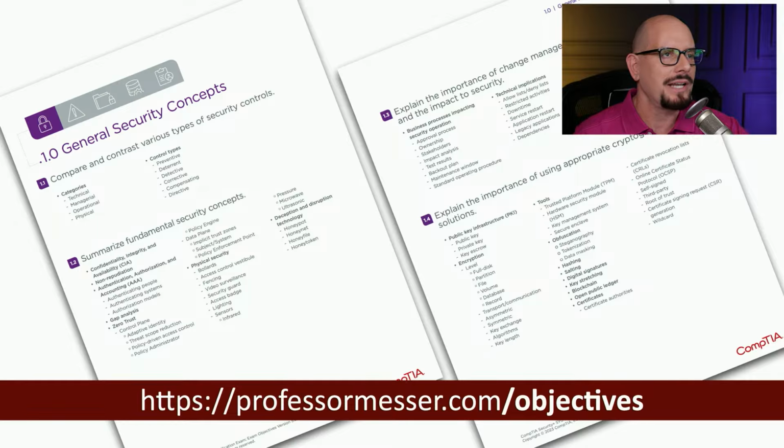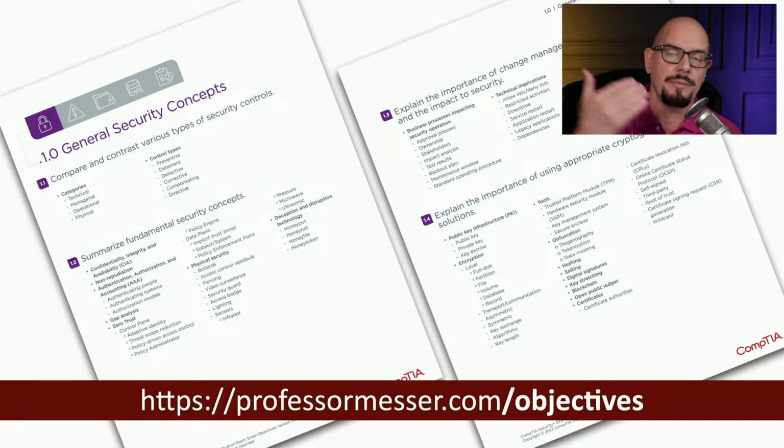These objectives, as I mentioned, are also free from the CompTIA website. You can simply go to your favorite search engine and type in CompTIA Exam Objectives. It'll take you to the page, or you can use our link. Go to professormesser.com/objectives, and there's a link there that will take you over to the CompTIA website, where you can also download this set of objectives. It is a great checklist to use at the beginning of your studies. It is a great checklist to use before you schedule your exam. Make sure you take advantage of that.